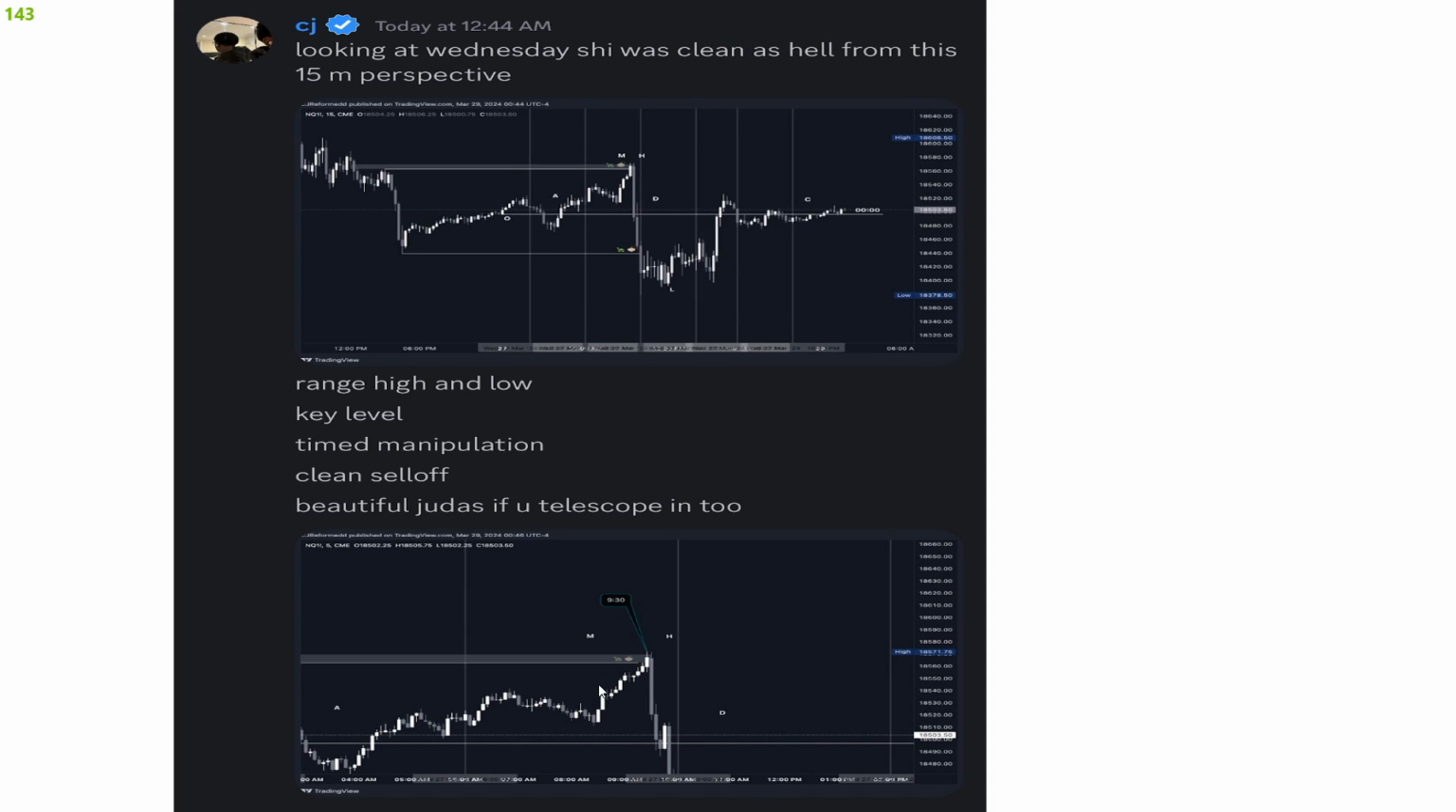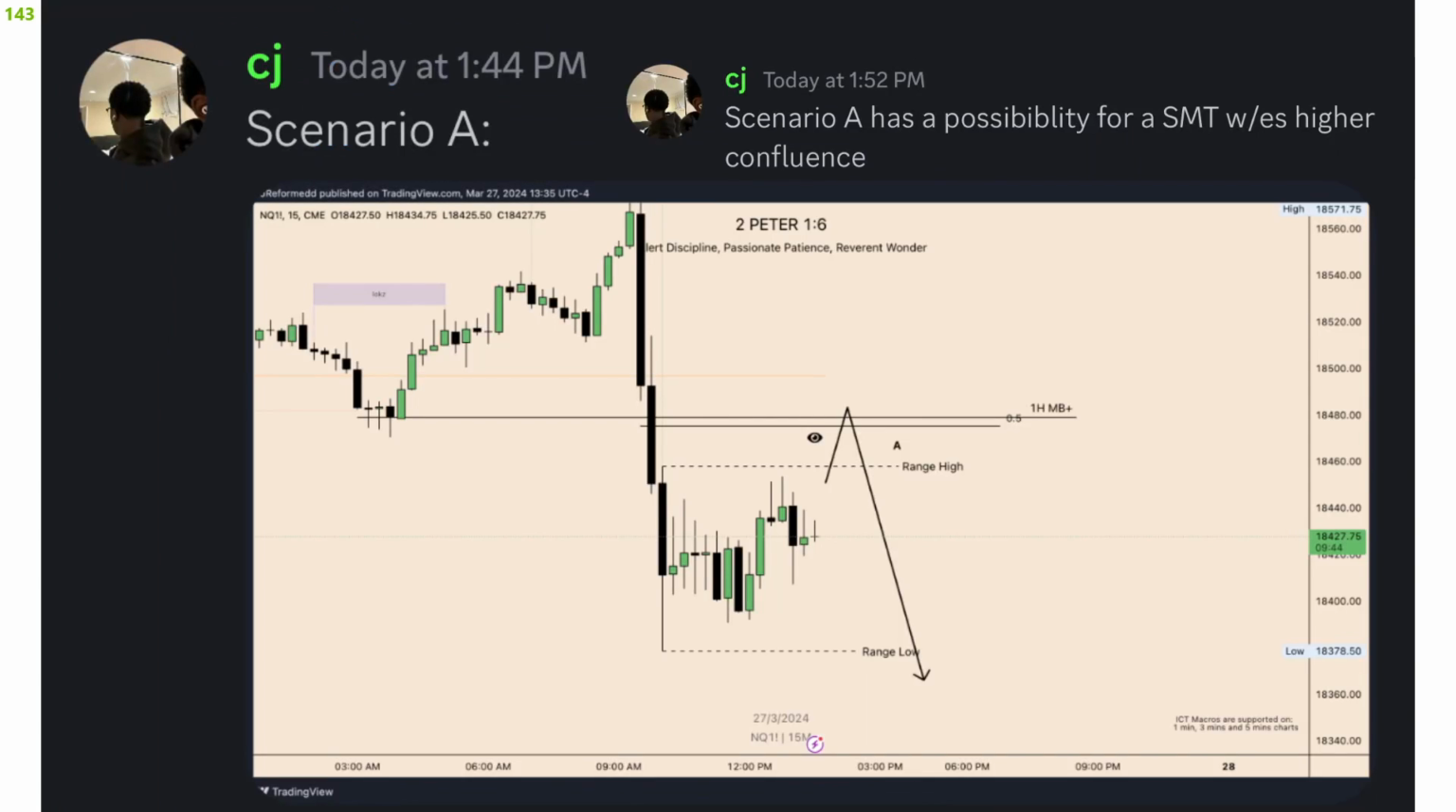And you can see it was perfect, 9:30 forming it. It was the specific time in which a Judas should occur, manipulating, taking out those buy stops before continuing lower. And we were above midnight open also. So you're just stacking up confluences here. Those opening prices are important, and that's how I usually trade it.